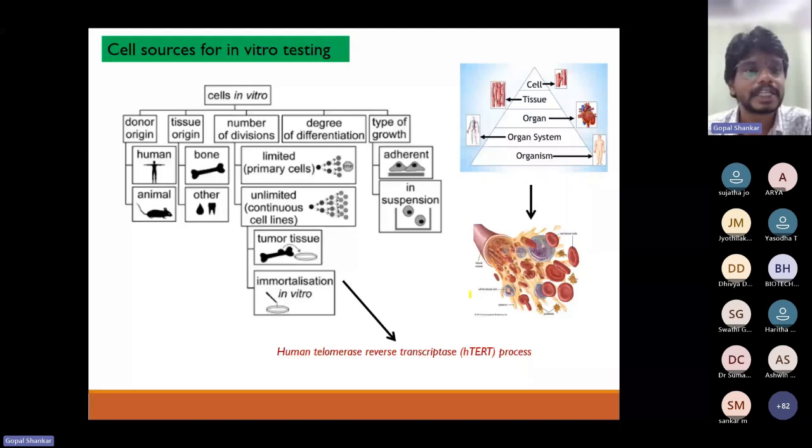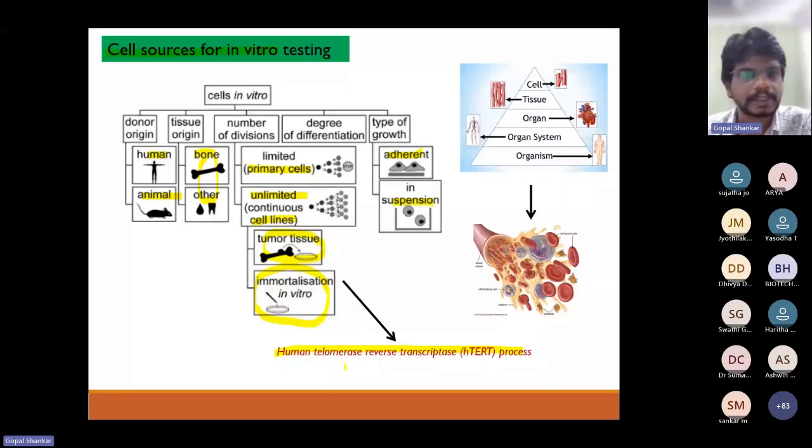So the first thing we'll talk about is the different types of cytotoxicity studies. Before that, let's talk about the cell sources that are available for in vitro studies. The cell sources can be from a number of sources. If it is from a donor, you can take it from a human or animal. If it is from a tissue, you can take any tissue and extract the cells. Based upon the divisions, primary cells have limited divisions, and continuous cells have unlimited division. We call them a cell line. We'll talk about that later. Or you can take them from tumor tissues, or from immortalized cells. And when you talk about cells, one is adherent cells, the other is non-adherent cells. And this concept is very, very important. That is something called TERT, the human telomerase reverse transcriptase process.